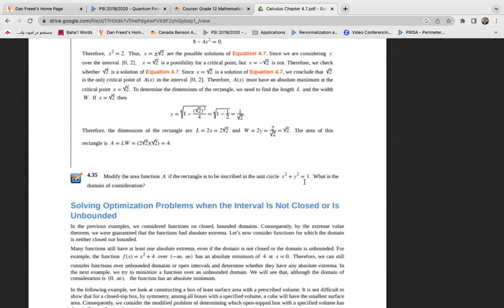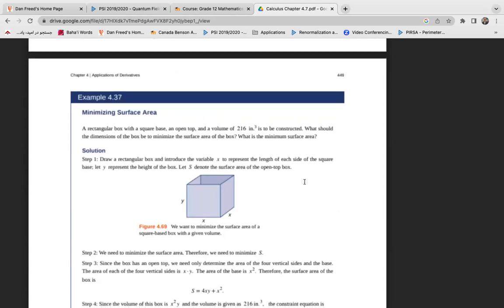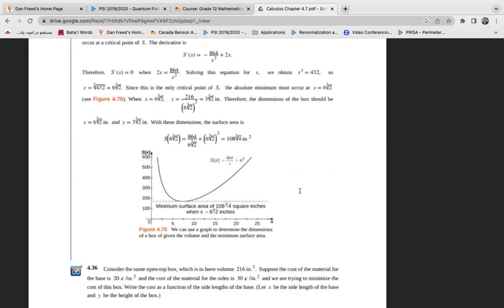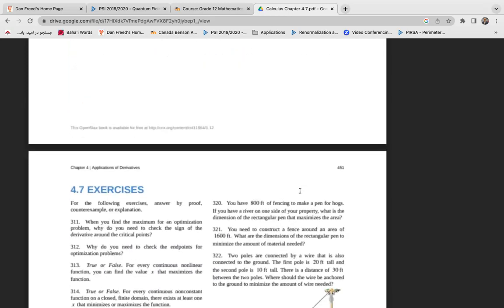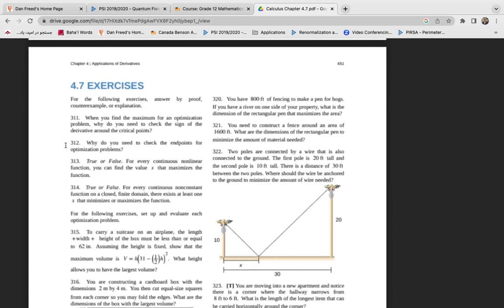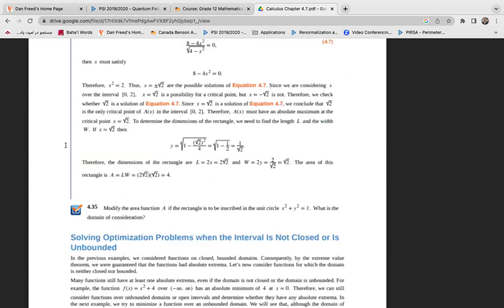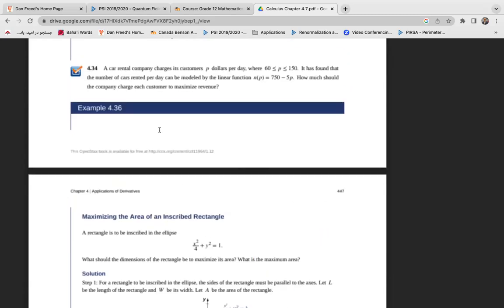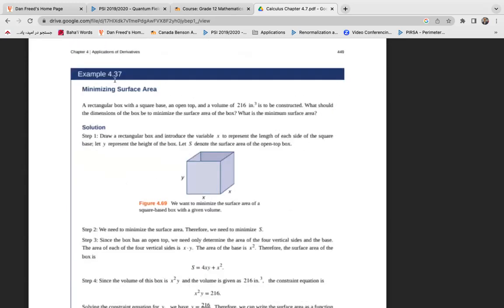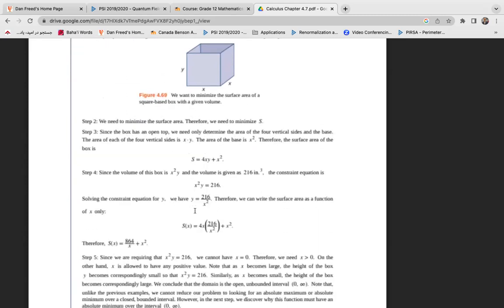Okay, so that is the end of the optimization problem. I can maybe give you more examples, but they're all basically the same logic. Here are some exercises that you can do. First, look at these examples from the textbook, example 4.36 and 4.37. Just read these two examples, and there is a solution.